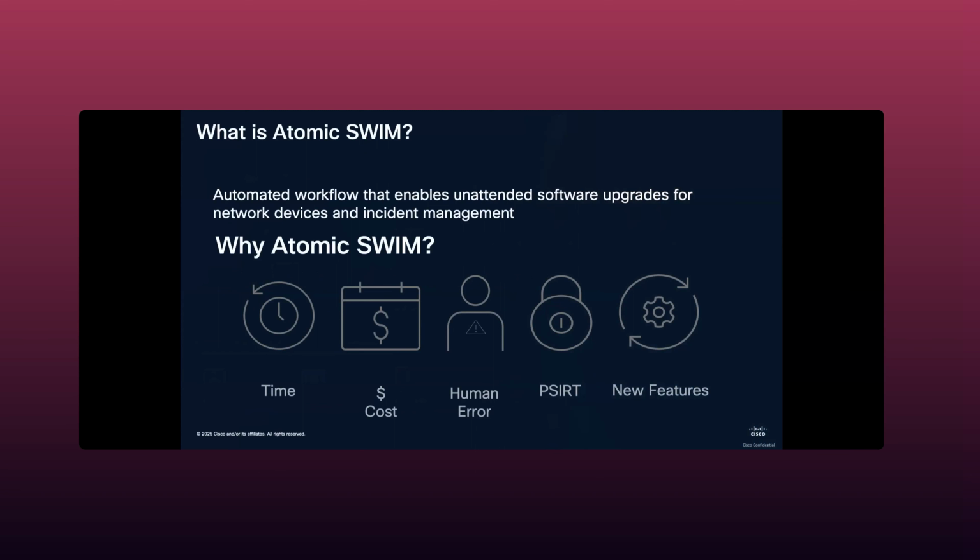So, what is Atomic Swim? Atomic Swim is an additional feature, an additional wrapper on top of the feature that's already available in Catalyst Center. Catalyst Center has a feature called Swim. Swim basically just stands for software image management. Ultimately, what this does is it allows you, by click of a button, to upgrade your device. It could be a switch, it could be your gateway, you name it. It allows you to just use the GUI to actually do the upgrade.